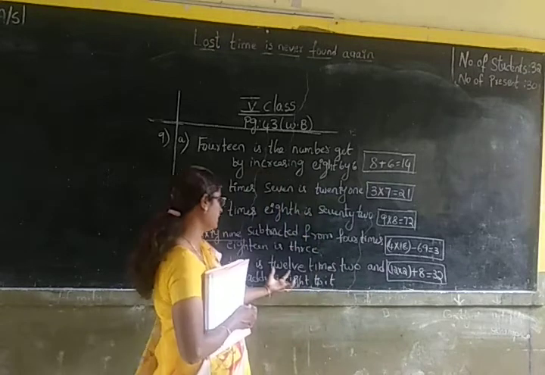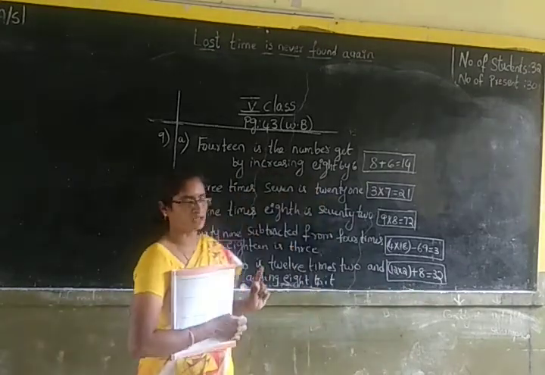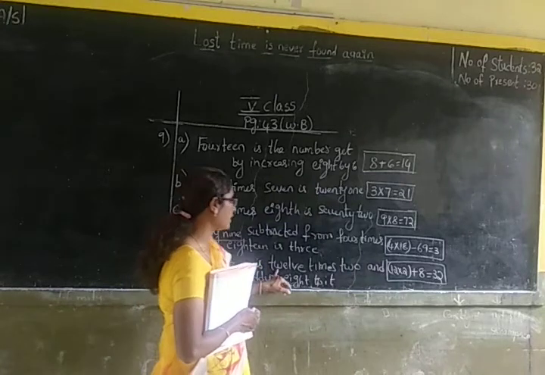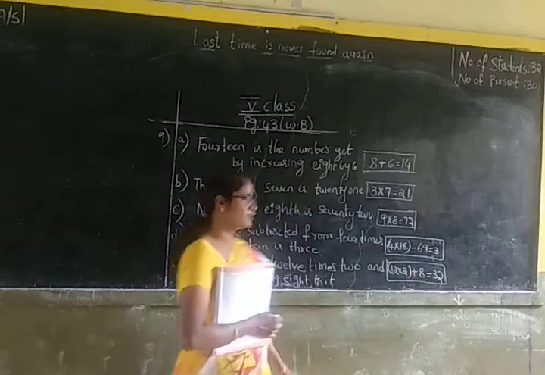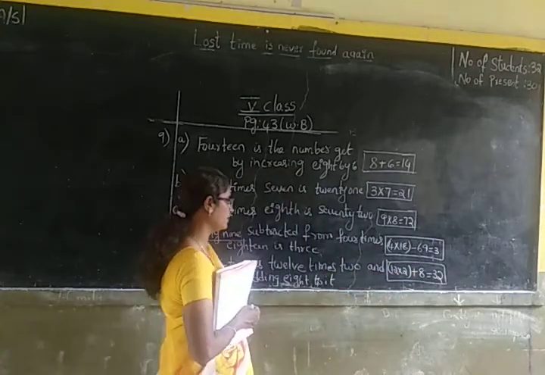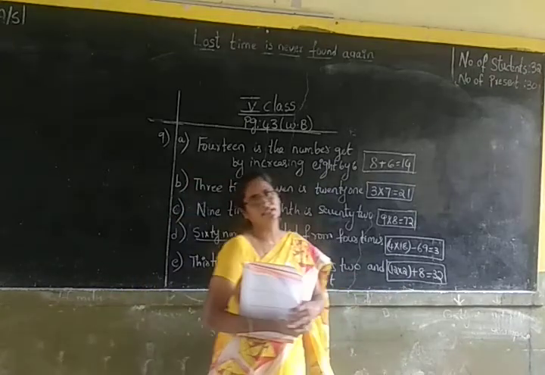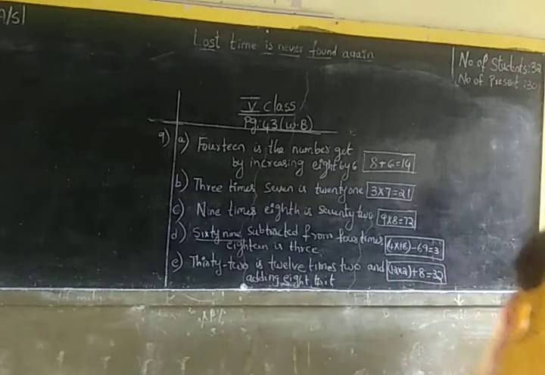Okay children, if you want to get 32, what you have to do? You have to write down 12 times 2 and you have to add 8 to it. Times means into. 12 2s are 24 and 24 plus 8 is 32. Okay children, did you understand?